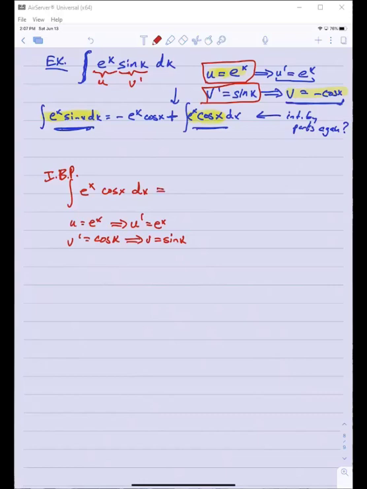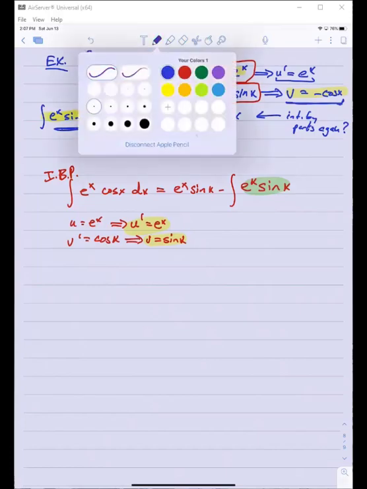So what's this equal to? Well, it should be uv, which would be e to the x sine x, minus the integral of v times u prime. Well, v times u prime would be e to the x sine x. So indeed, we've ended up with the same form that we started out with at the beginning. But notice something really pretty remarkable happens here.